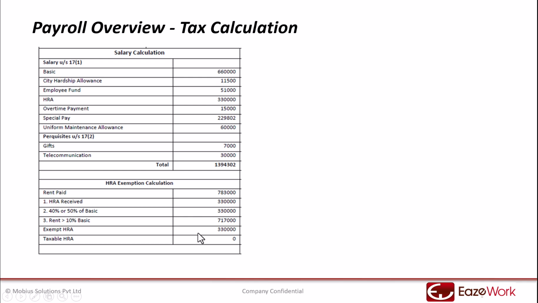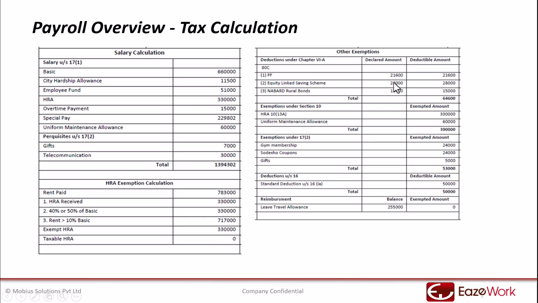In this case, the complete HRA is exempt and there is no taxable HRA. If you have made some tax declarations, you will be able to see the declared amount and, based on your verifications, the deductible amount. In some cases, you might have declared some amount, but if you're not provided with supporting documents, your deductible amount might be zero. There are some standard deductions like under section 10. So you can see here there's an HRA deduction which is coming from this calculation here.